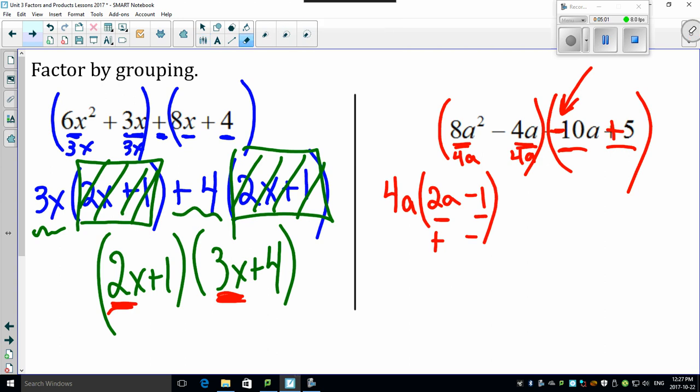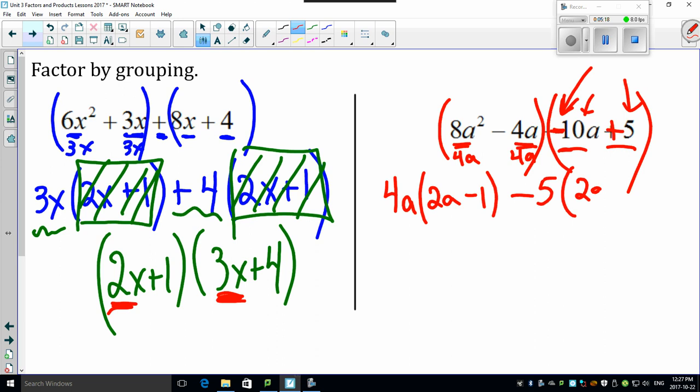So how do I do this? What do I do? Well, the thing that you do is very, very simple. When you're GCFing, you take out a negative. If you take out a -5, which is common to this guy and this guy, look what happens. By taking out a -5, this -10 becomes a positive 2a. Taking out a -5 from here, this +5 over -5 becomes a -1, and now they match. See how important it is to make sure that these guys match.